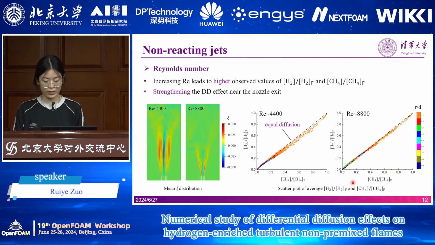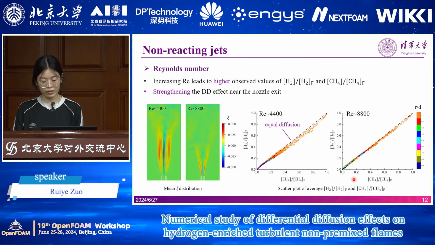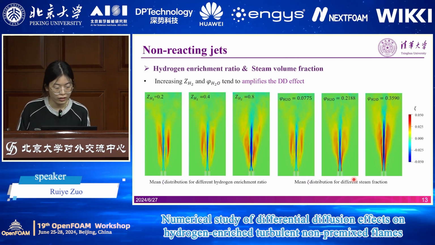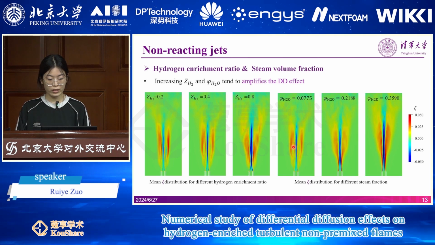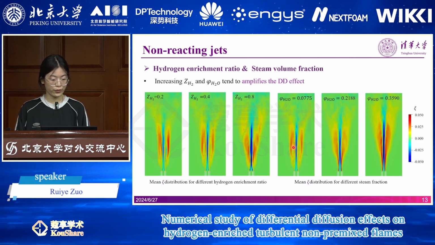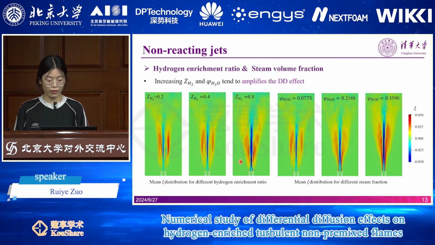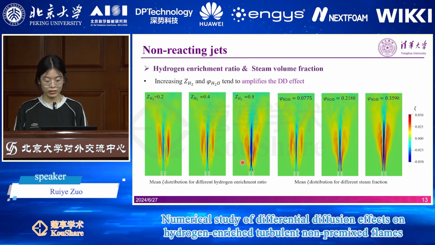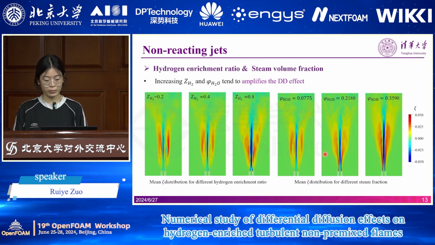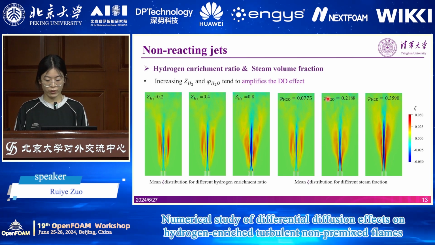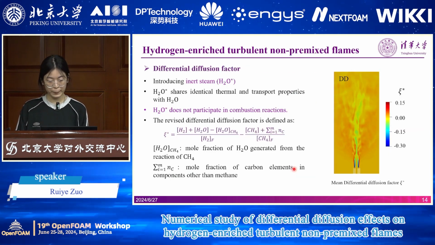These findings emphasize the non-negligible role of differential diffusion effects even under conditions of strong turbulence. And for hydrogen enrichment ratio and steam volume fraction, increasing them tends to amplify the differential diffusion effects. Increasing hydrogen fraction enhances the radial diffusion of hydrogen, thereby strengthening its influencing area, and the increase of steam volume fraction promotes the diffusion of fuel and steam and amplifies the differential diffusion effects.